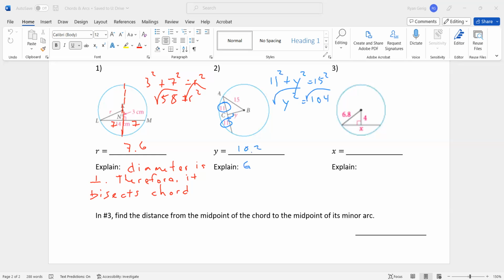So I was given a chord that was bisected by a diameter. So chord bisected by diameter, I conclude that the chord and diameter are perpendicular.